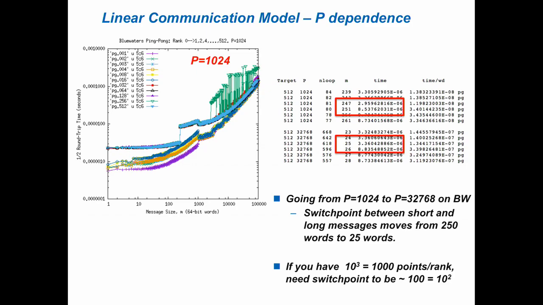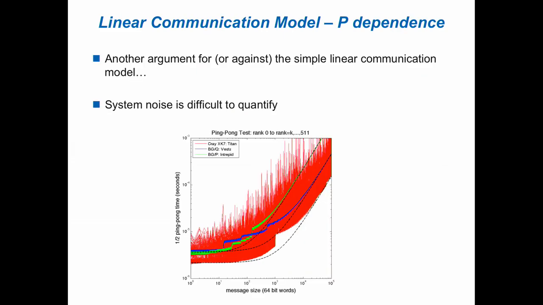And so just here are the raw numbers. The time jumps up by a factor of 3, roughly, in both cases. And the switch point is roughly 250 words here and 25 words here. I don't know the exact algorithm for allocation of the buffer space, but it clearly makes an impact what value of P you are using with this model.